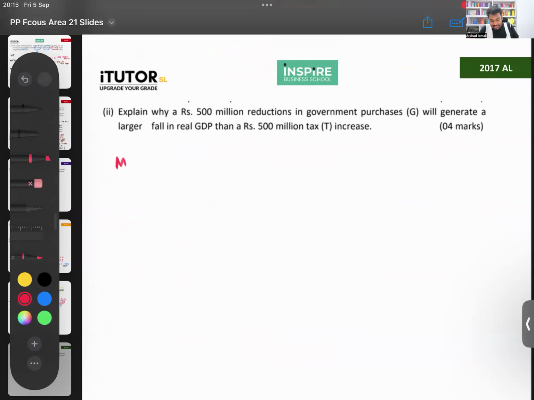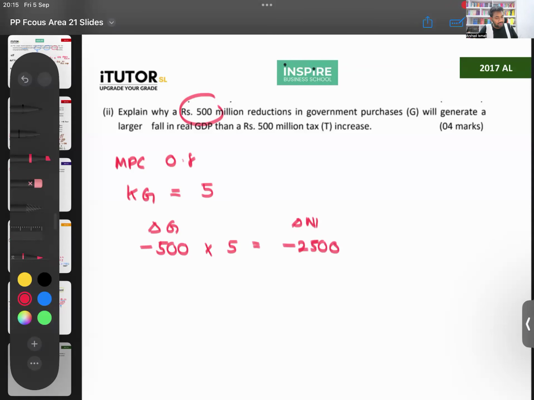let's say my MPC is 0.8, right? So if my MPC is 0.8, my government spending multiplier is 5. That means if I decrease government spending by 500, it will multiply by 5 and national income will decrease by 2,500. If I increase taxes by 500, my tax multiplier is -4. No? So if I increase taxes by 500, it will multiply by -4.